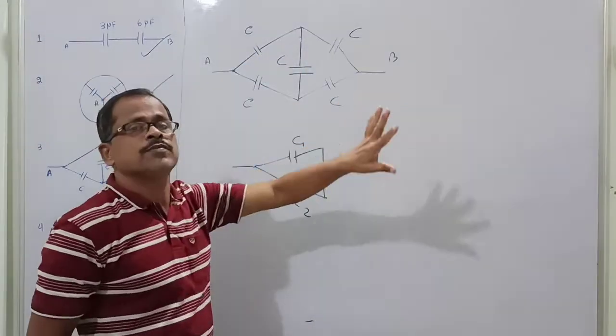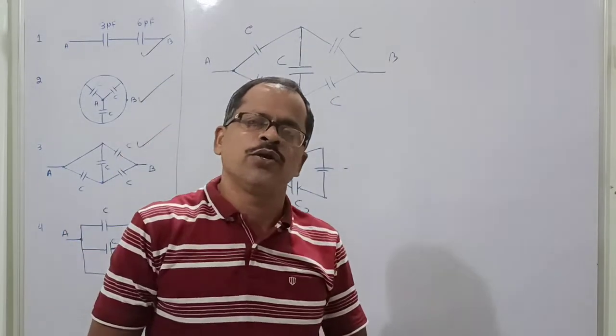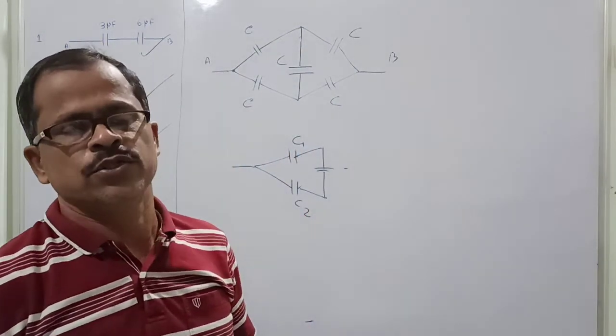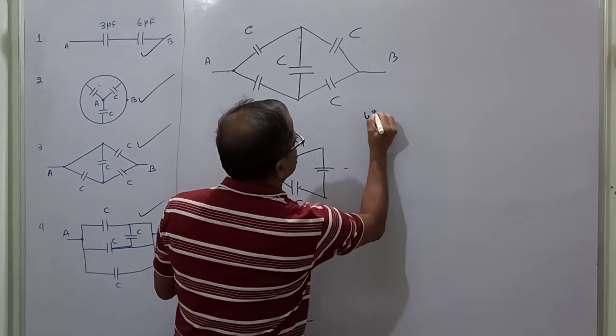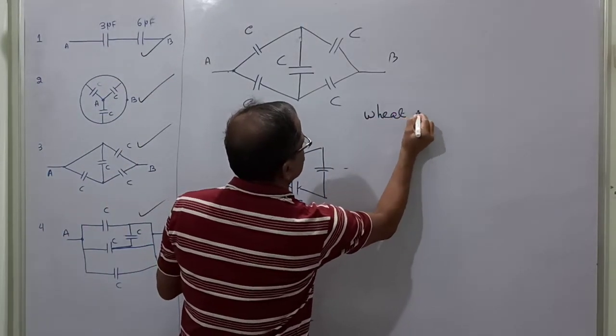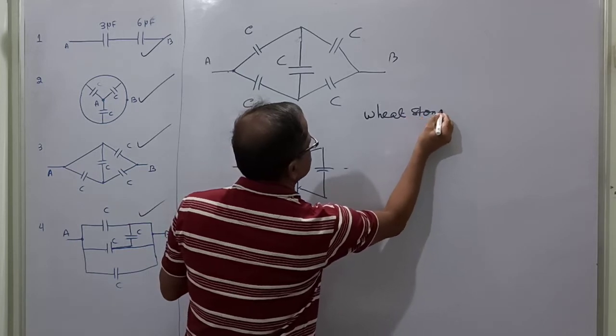Here, neither of the capacitors are in parallel nor are they in series connection. So this type of connection is called a Wheatstone bridge connection.